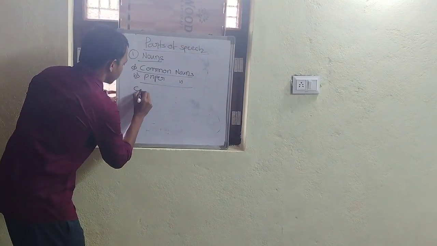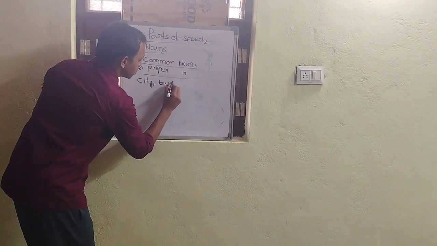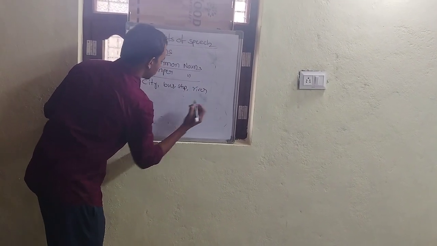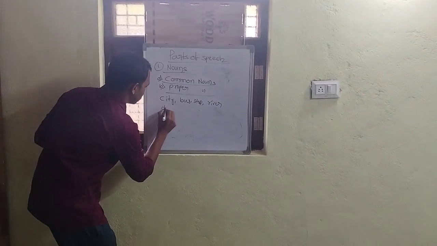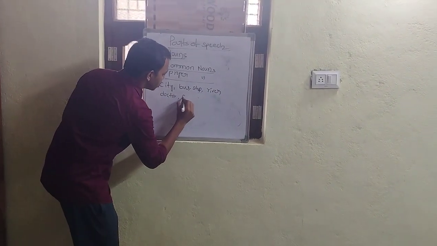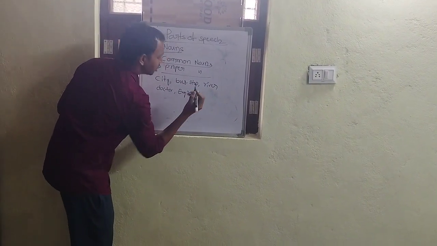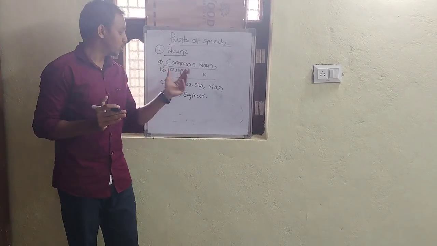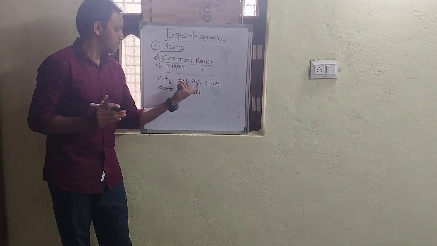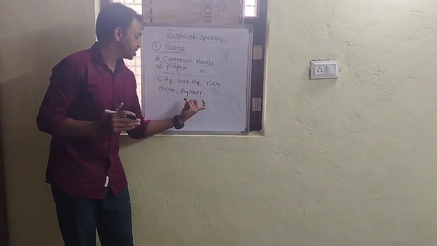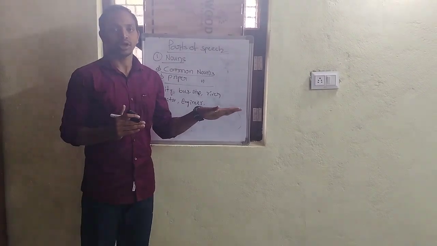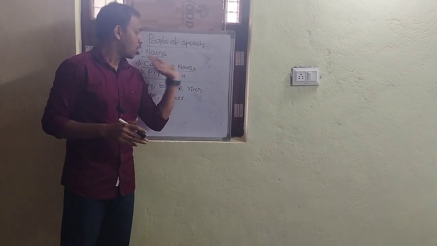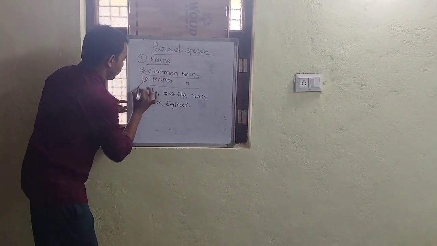For example: city, bus stop, a river, and also doctor, engineer. So instead of mentioning a particular person's name, we are using different kinds of words: city, bus stop, river, doctor, engineer. So we can say that these are common nouns. So what is a proper noun?